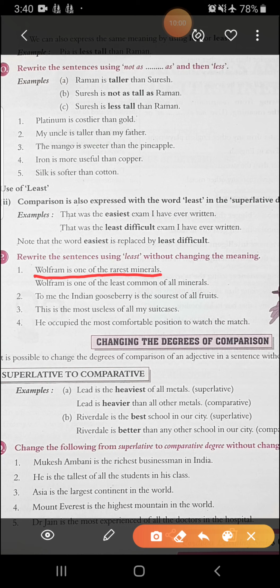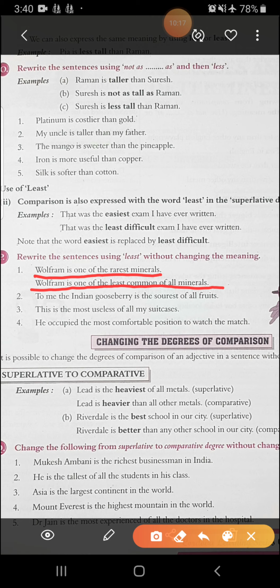Wolfram is one of the rarest minerals. So the opposite of rarest is common. So we have to see how it is written. Wolfram is one of the least common of all minerals. Alright. So in this way we have to do the rest three.